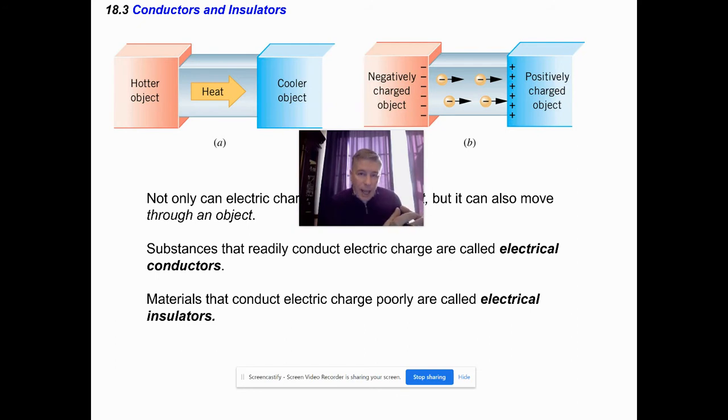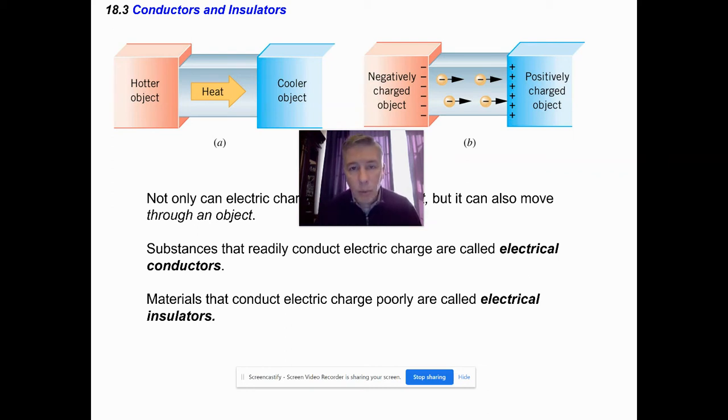We know it can stay on an object. So you can charge an object up by adding some electrons or removing excess electrons from it. But you can also get the movement of charge, and it follows kind of the same pattern as heat. We've been talking about heat flowing from hot objects to cold objects. Well, electrons are going to flow from negatively charged objects towards positively charged objects. And so we get this flow, and we talk about conductors and insulators just like we did with heat.